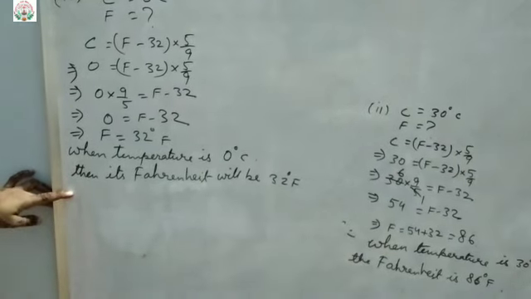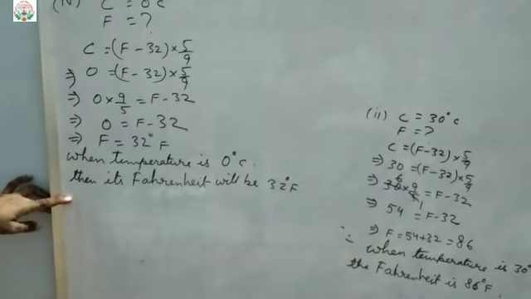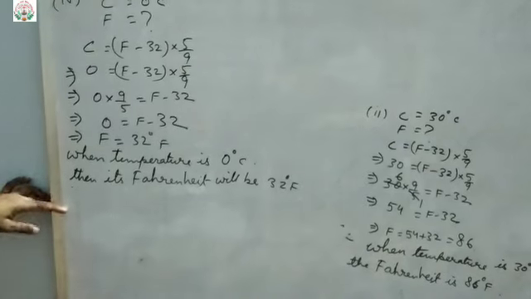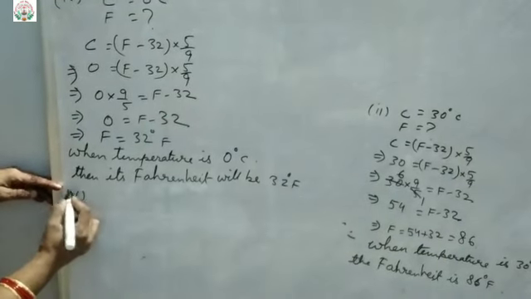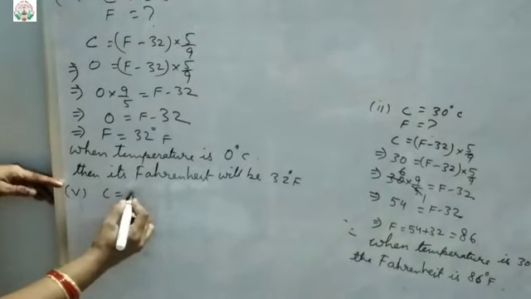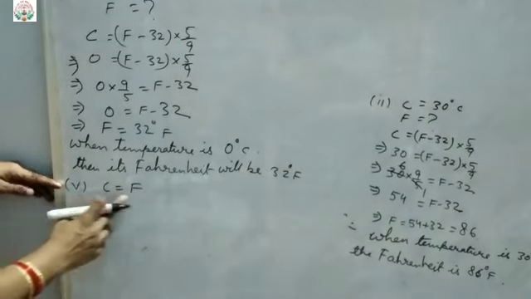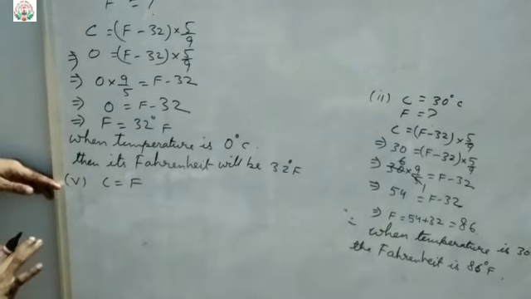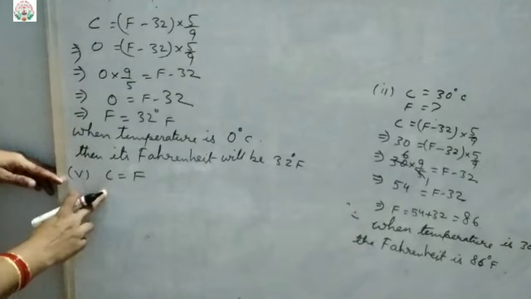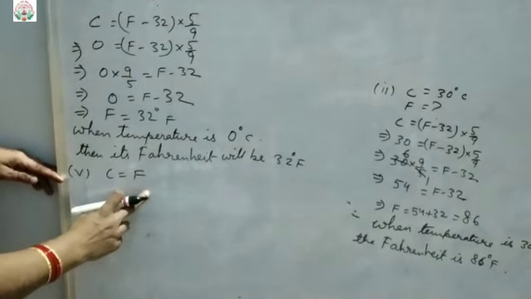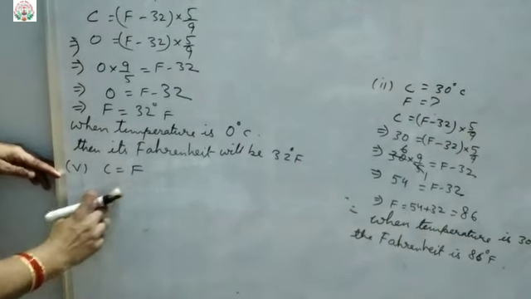Okay, and the last question is what? Is there a temperature which is numerically the same in both the Fahrenheit and Celsius? So that means fifth question we can see whether both the values are same or not. For that, C will be equals to F. The question it is given, is there any value where C is equals to F? Okay, both the values are same.